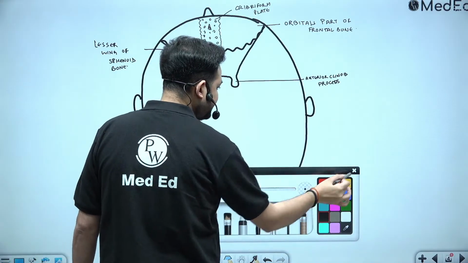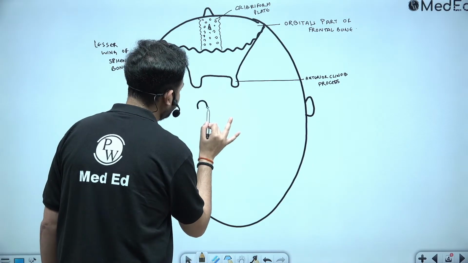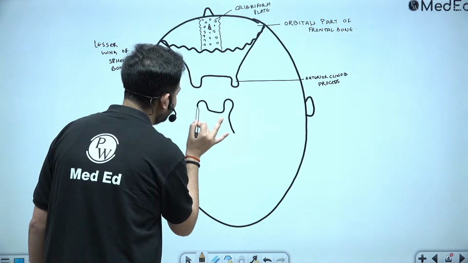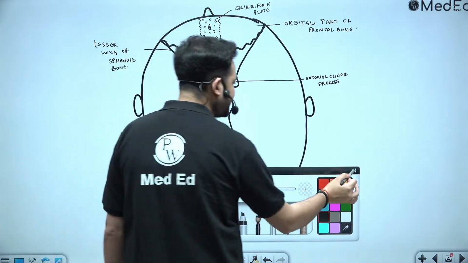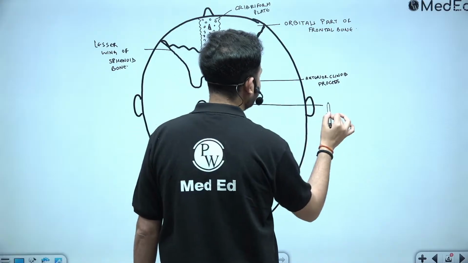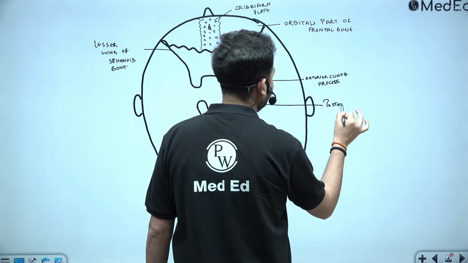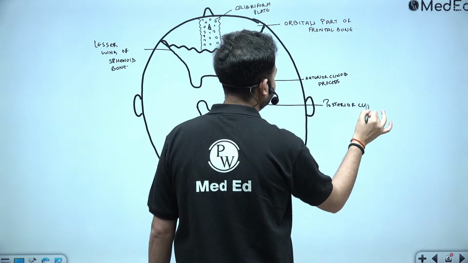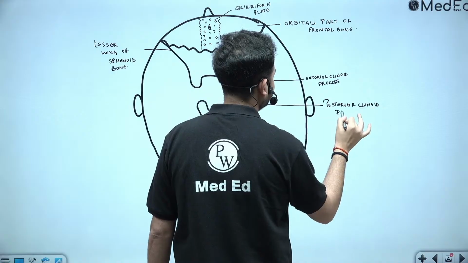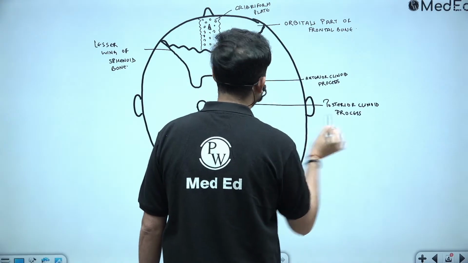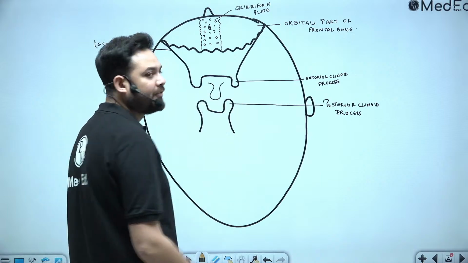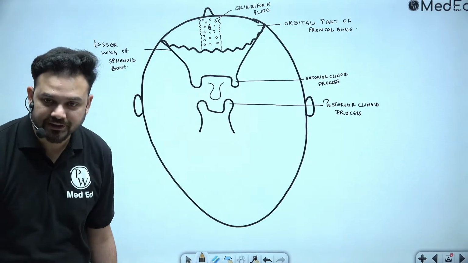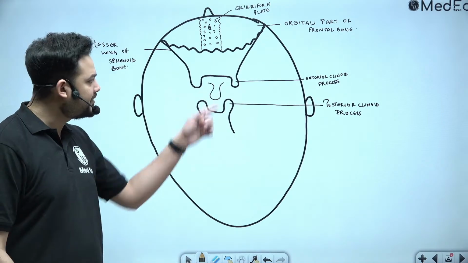Next, you have got two more projections over here, and then comes a structure way down. If this is the anterior clinoid process, this particular area is called the posterior clinoid process. And you have got a fossa in between, where your pituitary gland sits. This is your hypophyseal fossa, or we also call it the pituitary fossa.